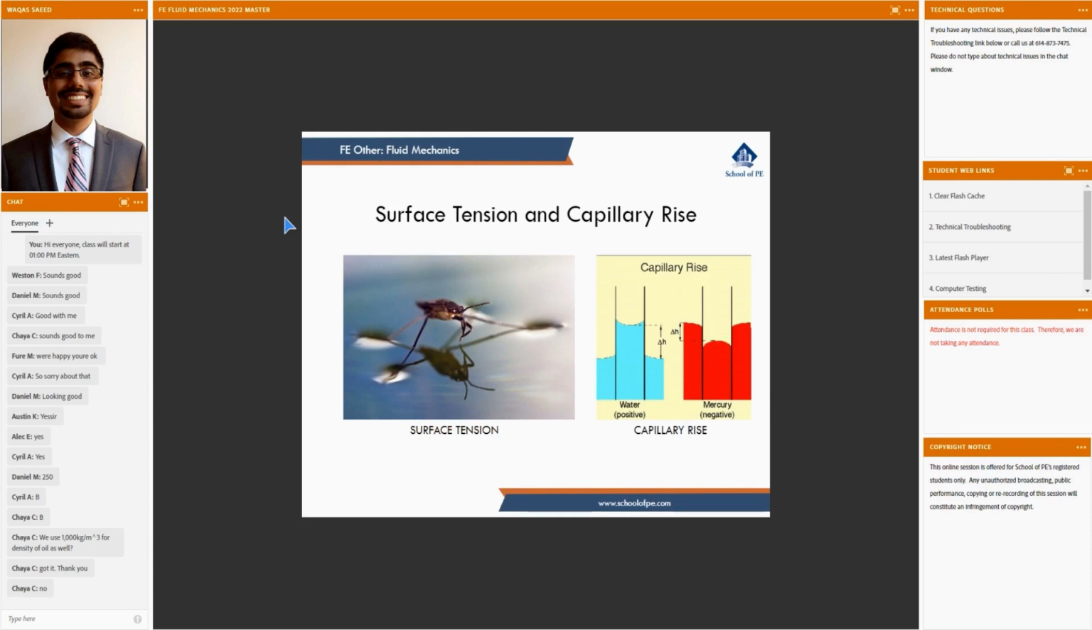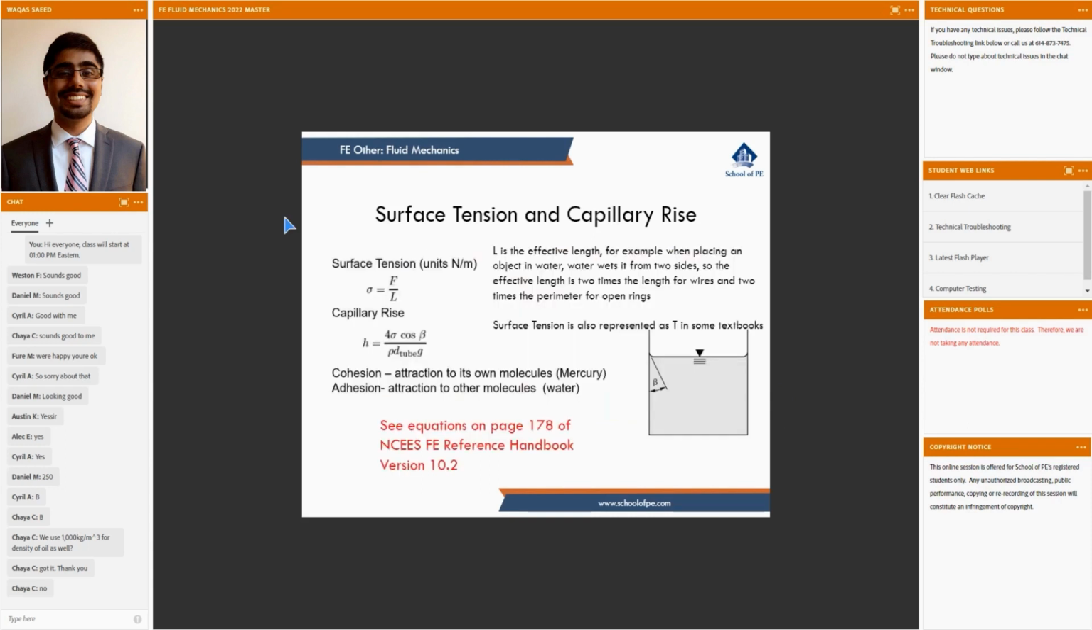Now, what are the important equations? Surface tension has SI units of newtons per meter, so it's force over length. In your reference handbook, it's represented as sigma, but in some textbooks it's also represented as capital T, just in case you're looking at other sources and solving problems there. It's a simple formula, except the handbook doesn't do a good job of defining what this L is. L is not just a normal length, it's an effective length.